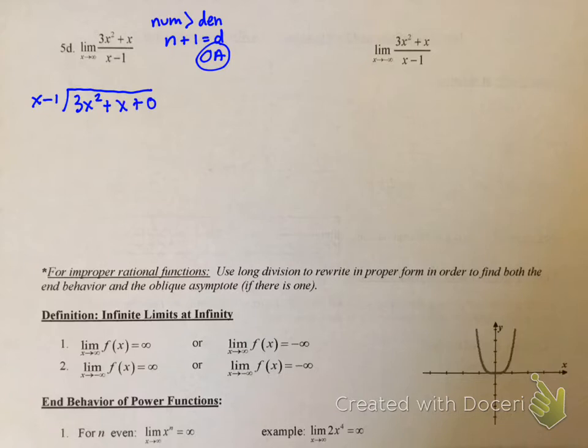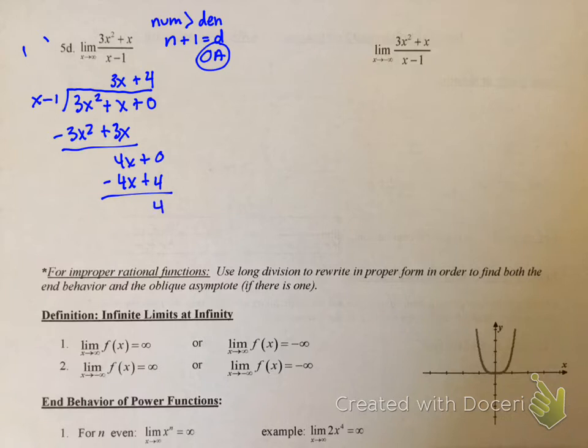So I go ahead and divide. 3x squared divided by x will give me 3x. And then 3x times x is 3x squared. 3x times the negative 1 is negative 3x. And then because I have to subtract, I got to change my signs. So I get 4x plus 0. X goes into 4x 4 times. 4 times x is 4x. 4 times negative 1 is negative 4. And then I change my sign. So I'm left with a value of 4. So I write that up as 3x plus 4 over x minus 1. Okay?